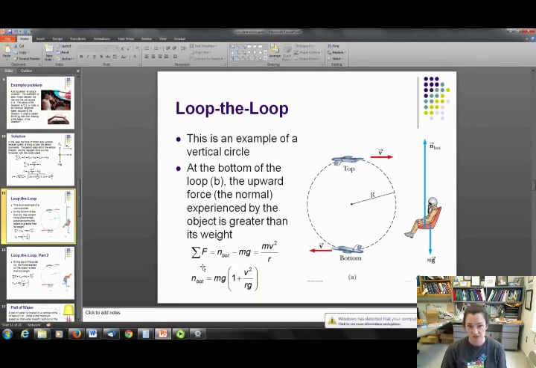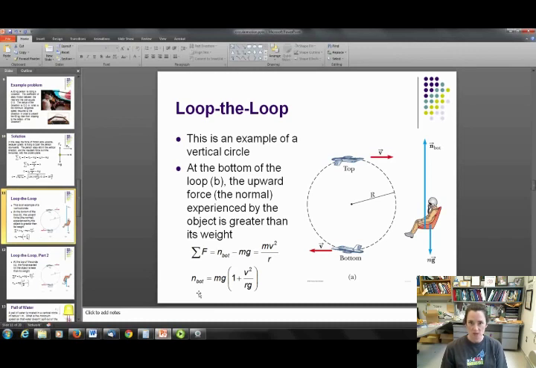So the sum of the forces in the radial direction, which is equal to your mv squared over r, your centripetal force, is going to equal the normal force minus mg, because the normal force points in the positive radial direction towards the center of the circle, but in this case gravity points away from the center of the circle, so it gets a negative sign. So you have n minus mg equals mv squared over r. And if you solve for your normal force, then you'll get mv squared over r plus mg for your normal force. And that makes sense.